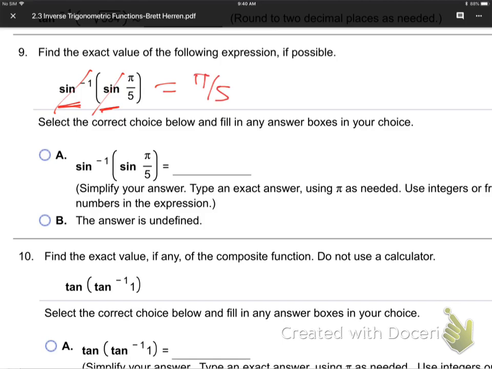This is an easy question. We're hoping for a lot of those on the next exam, right? It's just pi over 5.